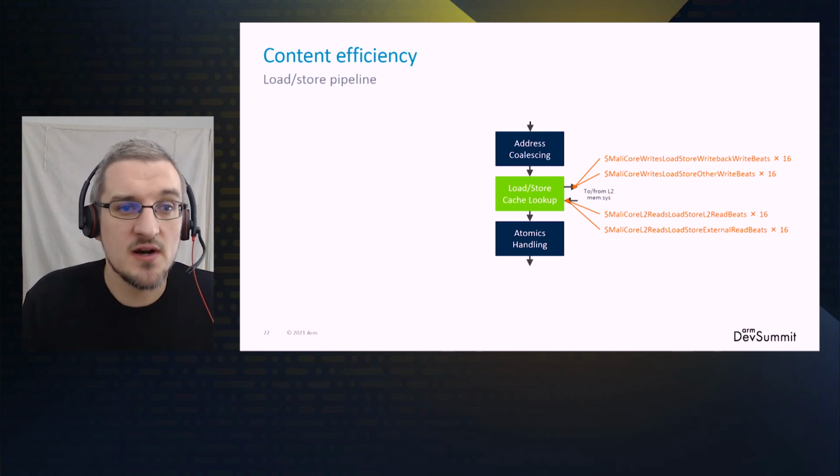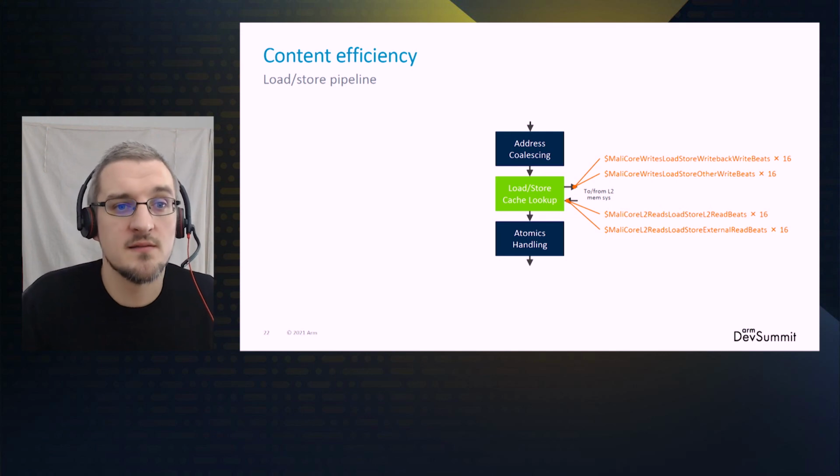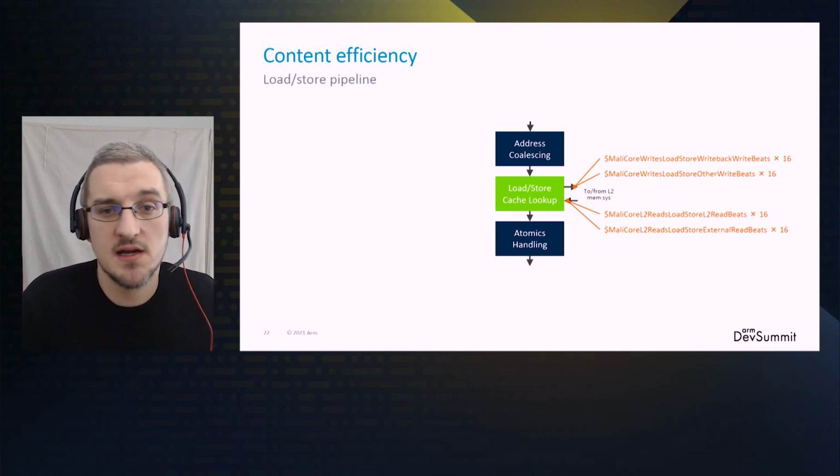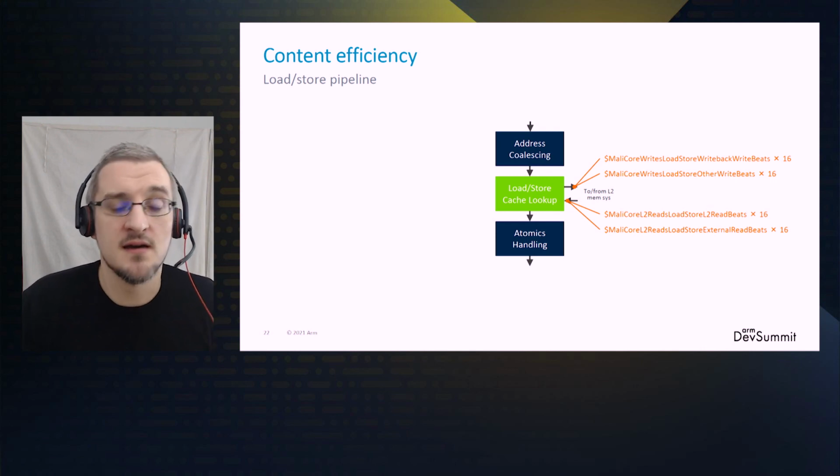Because the load store cache is read-write, we have two sets of counters here: input reads broken down by L2 or external, as well as the number of output bytes. There's two separate output counters for different reasons. For application, you need to just add those two together, and that will give you the total bandwidth out of the load store cache.